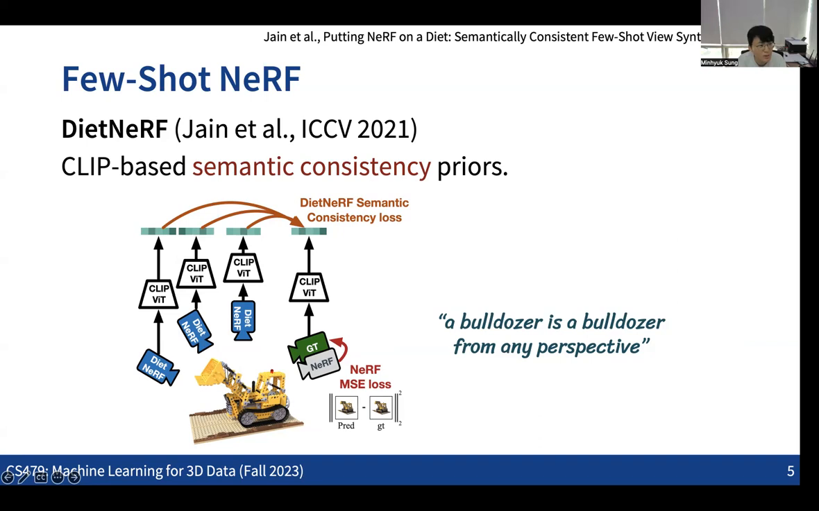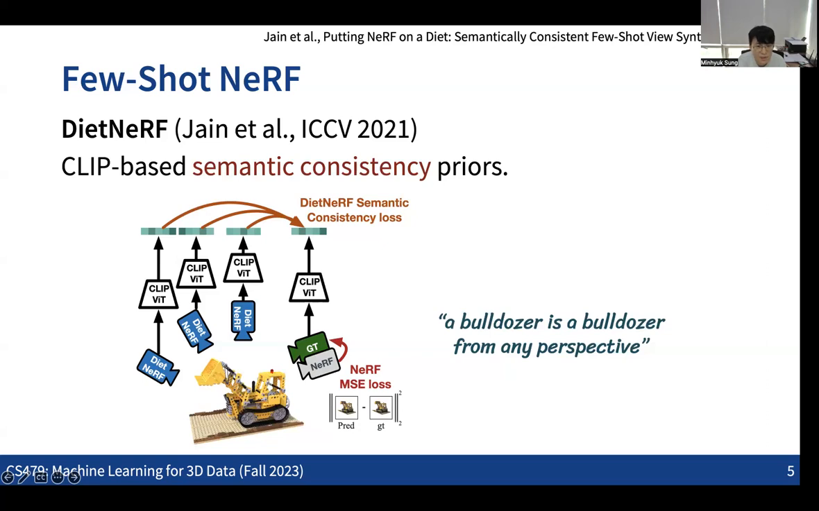Then a bulldozer should be a bulldozer from any view, right? If you see the bulldozer from the left, from the right, or from the back, these should all be the same yellow bulldozer. Which means that if the 3D shape has been reconstructed well, so that it really looks like the yellow bulldozer, then if you render the 3D outputs from any view, all these images should be mapped to the same point in the CLIP embedding space, because their semantic meaning should be exactly the same.